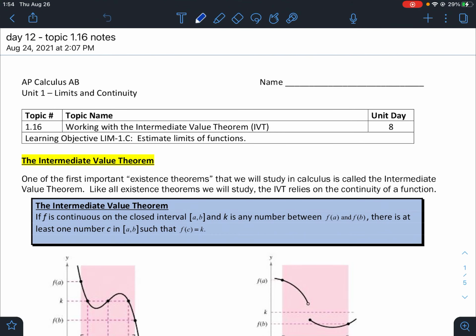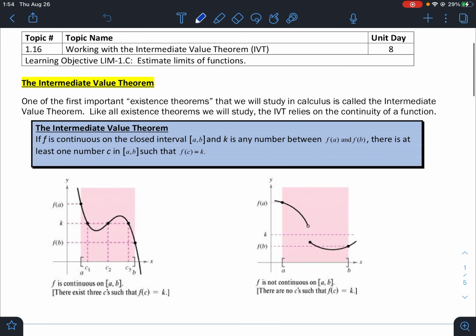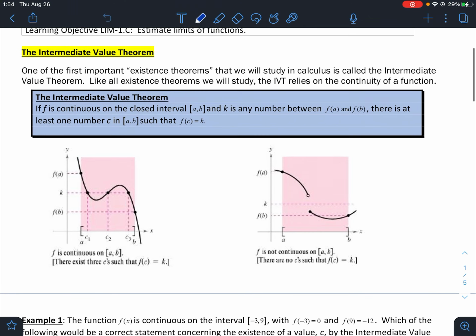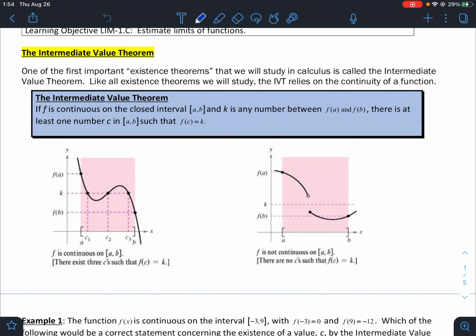All right, today we're going to take a look at topic 1.16, working with the intermediate value theorem. So the intermediate value theorem is the first of our value theorems in calculus. You can see here below, one of the first important existence theorems that we will study this year in calculus is called the intermediate value theorem, or for short, the IVT.